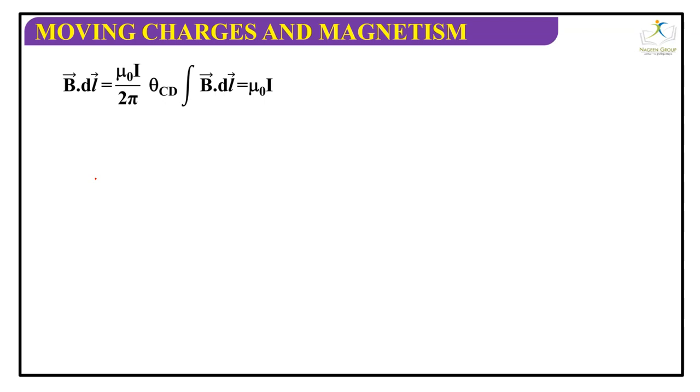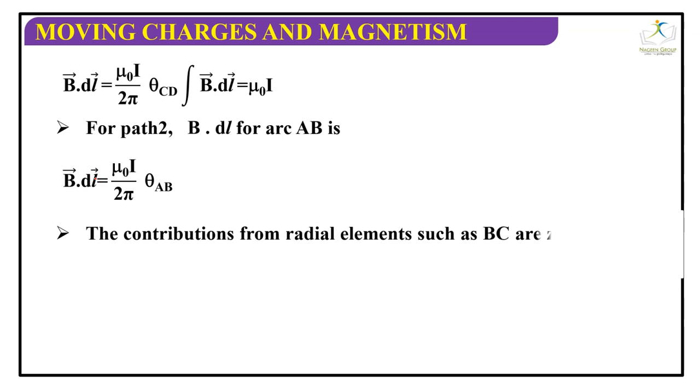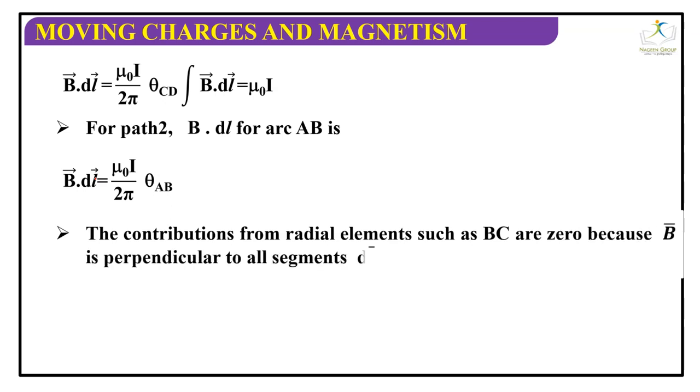The integral of vector b dot vector dl is equal to mu naught I divided by 2 pi, times theta, which is 2 pi for the full circle. Integration of b dot dl is equal to mu naught times I, from Ampere's circuital law. For path 2, b dot dl for arc AB is mu naught times I divided by 2 pi, times theta for AB.